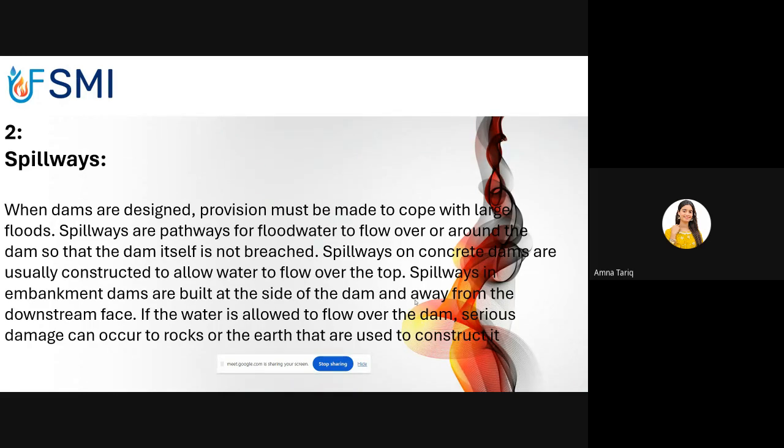So, when dams are designed, provision must be made to cope with large floods. Spillways are a pathway for water to flow over or around the dam so that the dam itself is not breached. Spillways on concrete dams are usually constructed to allow water to flow over the top. Spillways in embankment dams are built at the side of the dam and away from the downstream face. If the water is allowed to flow over the dam, serious damage can occur to the rocks or the earth that are used to construct it.